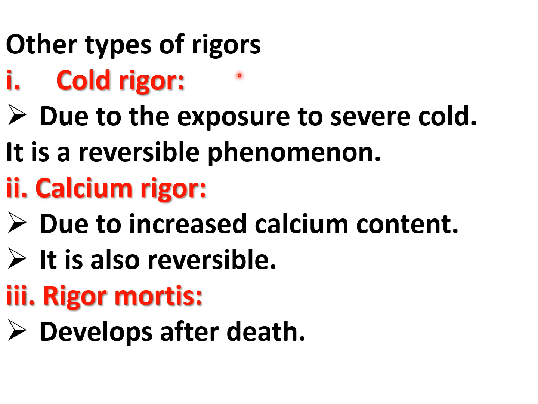Then other types of rigor are cold rigor, calcium rigor and rigor mortis. Due to exposure to severe cold, and it is a reversible phenomenon, that is cold rigor. Then calcium rigor, that is due to increased calcium content and it is also reversible. Then rigor mortis, that develops in the muscle after death. So we will discuss rigor mortis in my next lecture.